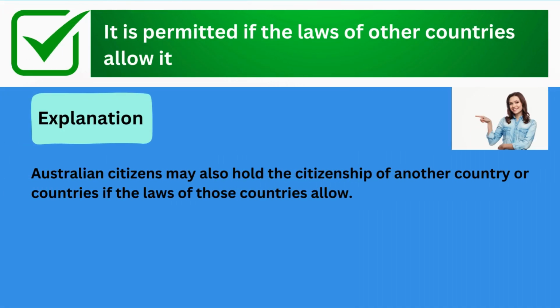The correct answer is it is permitted if the laws of other countries allow it. Explanation: Australian citizens may also hold the citizenship of another country or countries if the laws of those countries allow.